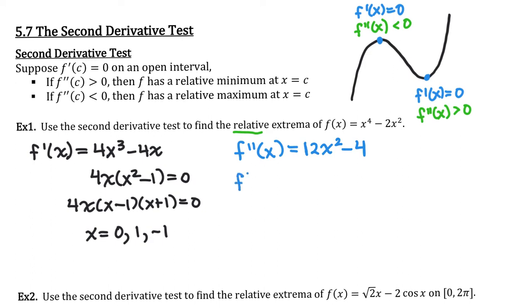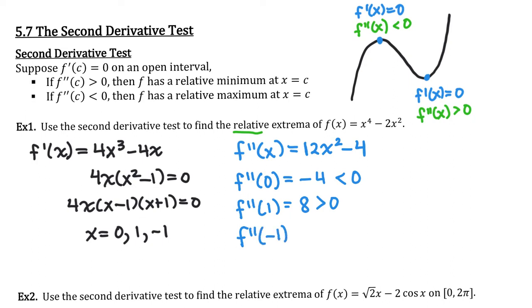Now let me consider each of these locations to compare the second derivative. So let's start with 0. If I plug in 0 here, 0 minus 4 is -4, and I really just care that this is less than 0. Let's try 1. 12 minus 4 is +8, which is greater than 0. Still 12 minus 4 for -1, which is also +8, which is also greater than 0.